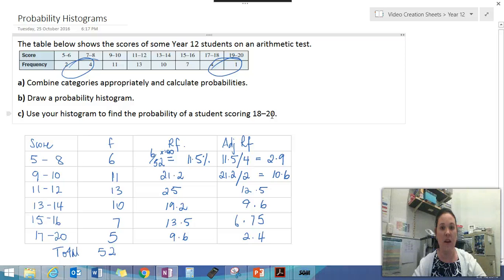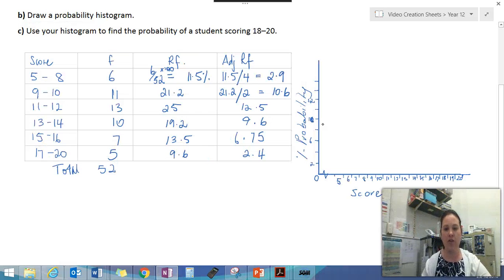Okay, so now that I've done that, I can now go about constructing my probability histogram. So the first thing you'll need to do is construct your set of axes with a scale on each side, with probability listed on one side as a percentage in this case, and the value of your score listed along the x-axis. Okay, so go ahead and do that now.